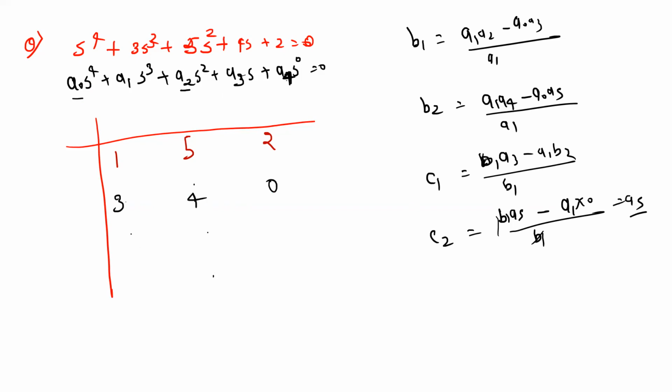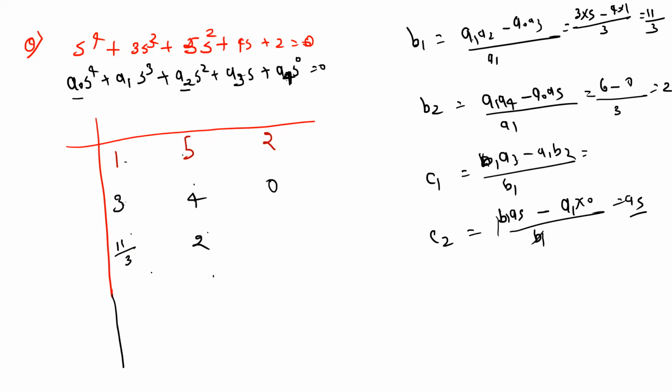Now this one is c1, but b1 we have to calculate first. B1 is equal to a1 a2 minus a naught a3, so that is 3 into 5 minus 4 into 1, divided by 3. So that is 15 minus 4, that is 11 by 3. Now your b2 is a1 a4 minus a naught a5, that is 6 minus 0, divided by a1, and a1 is 3. So that is equal to 2. So we have calculated the value of b1 as 11 by 3, and b2 as 2.